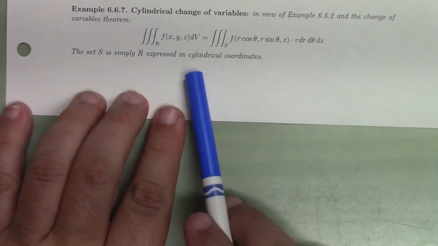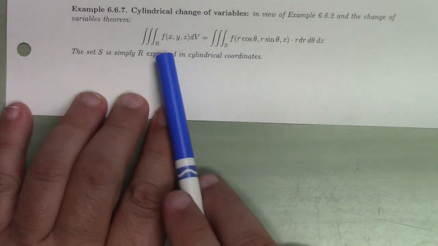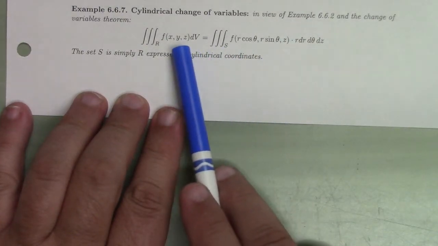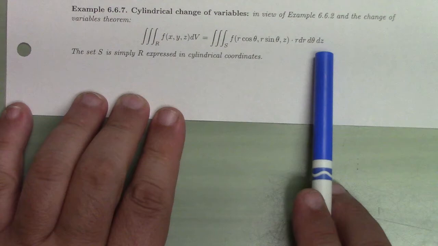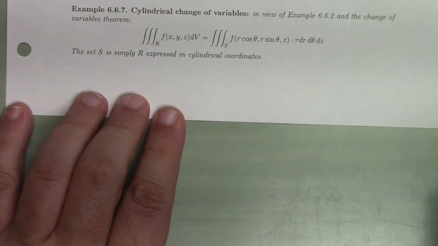So, in particular, for cylindrical change of variables, we take x and replace it with r cosine theta. We take y, replace it with r sine theta. And z is z, and we change dV to r dθ dz. That's how you do the cylindrical integral.